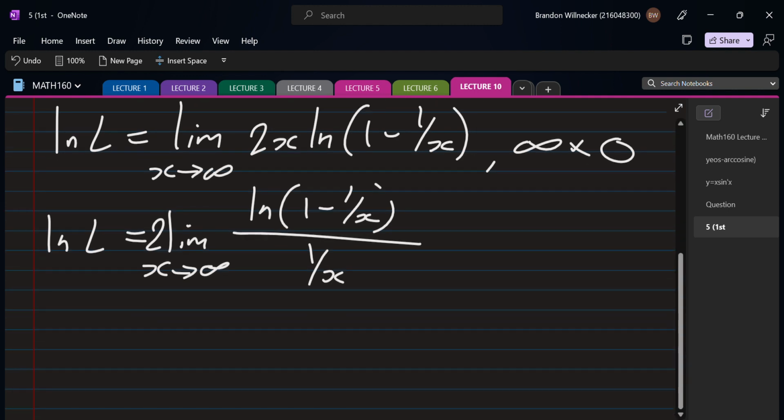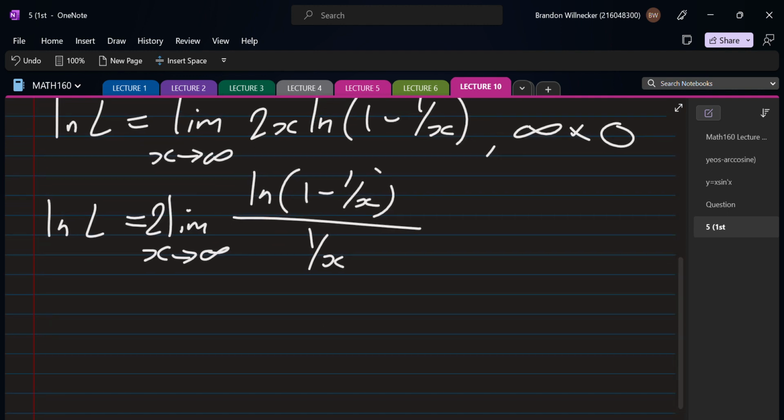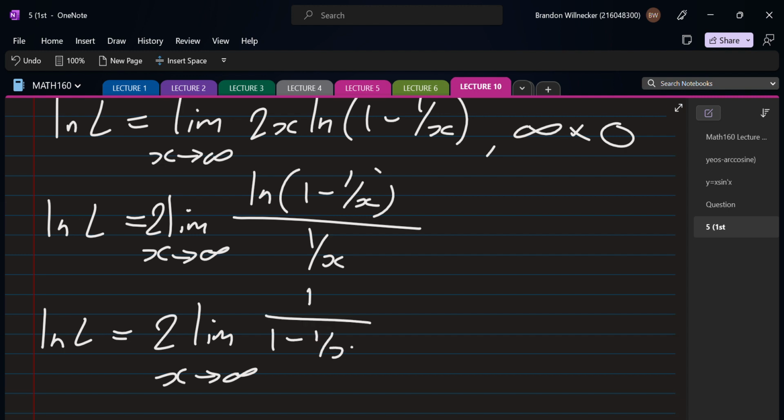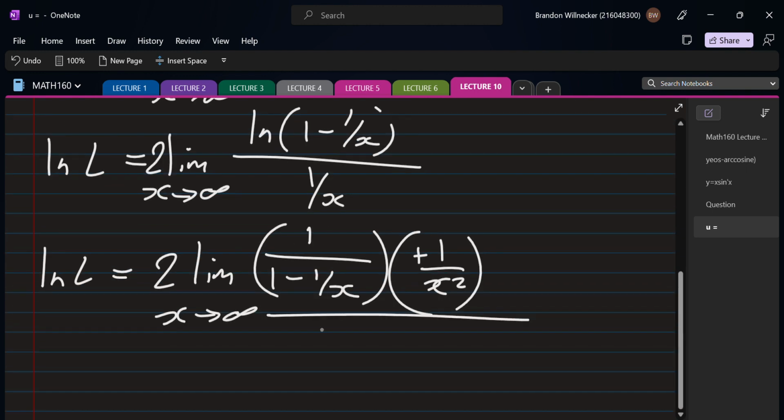Okay, so now we take the derivative of the top and of the bottom. So the natural log of L is 2 times the limit as x goes to infinity. We differentiate the top. The derivative of the logarithm is 1 over the inside stuff. So that will be 1 over 1 minus 1 over x. Chain rule, we differentiate the inside part. So the derivative of 1 over x, that's minus 1 over x squared. But we've got another minus there, so it will be plus 1 over x squared. Okay, that's for the top.